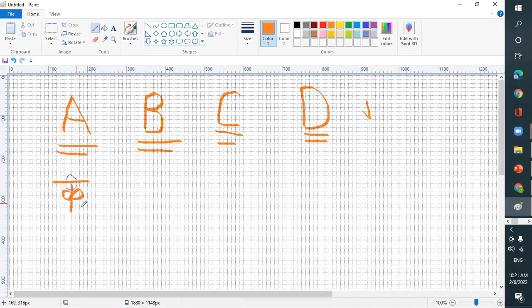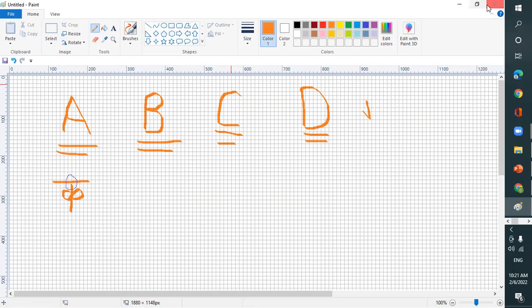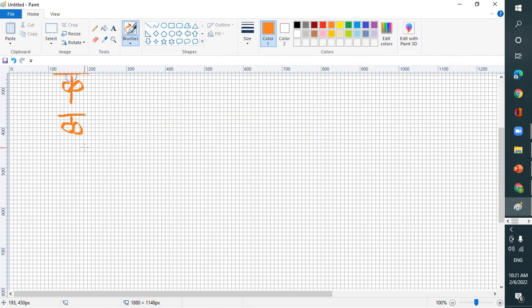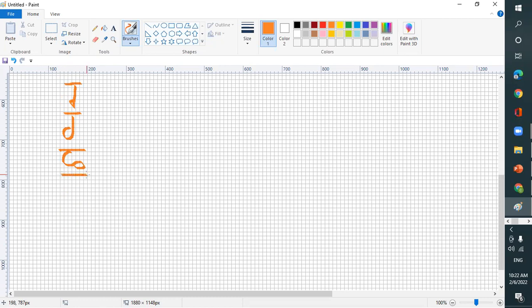If I have to name some more alphabets in category A, can students help me? Which will be those alphabets? Yes, cha, correct. Very good. No, not cha, chha. Yes, that also. No, ta will not come, because ta touches 2 times. Ra, very good. Pa also. Da also. Ba also. Very good.